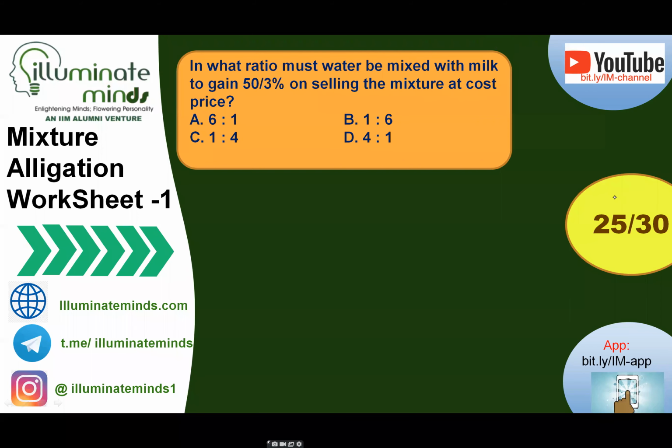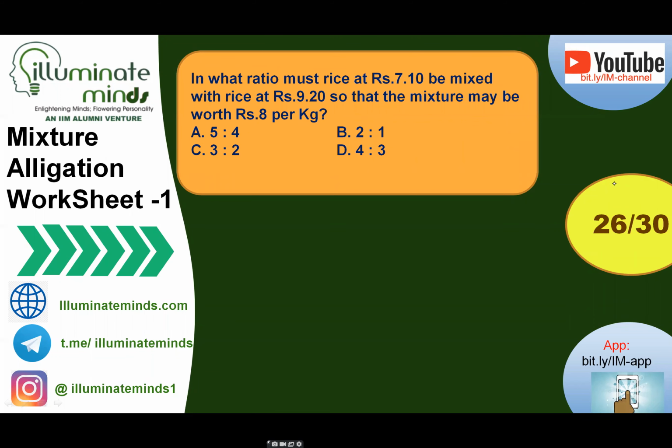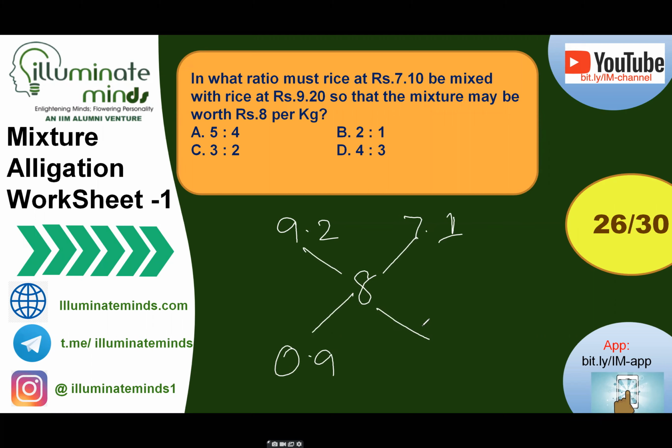Fine, guys. Next, let's move to the next one. This seems to be a pretty simple one. There's no problem in this case. A simple alligation. So 9.2, 7.1, 8.9. 9.2 minus this is 1.2, 3 is to 4.